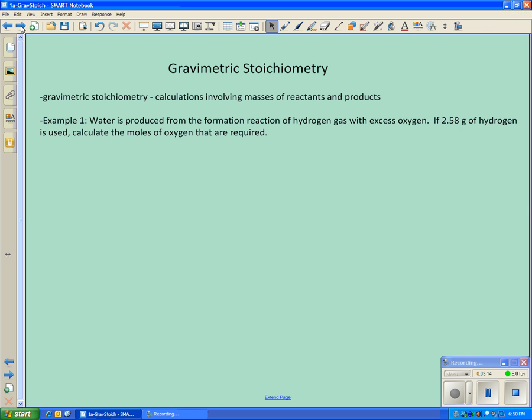The first part of stoichiometry that we're going to look at is gravimetric stoichiometry. This is calculations that involve masses of reactants and products. So let's do a couple of examples so that you can see how these 4 steps work out. Water is produced from the formation reaction of hydrogen gas with excess oxygen. If 2.58 grams of hydrogen is used, calculate the moles of oxygen that are required.